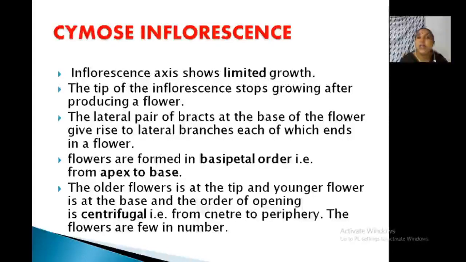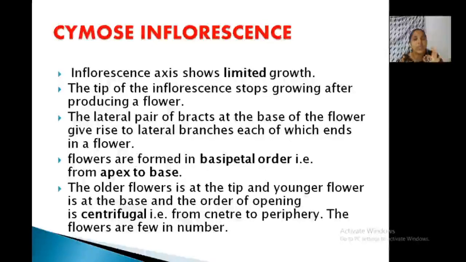In the racemose inflorescence, what is the pattern of arrangement of flowers? Flowers are arranged on a common axis with the older flowers at the base and younger flowers at the tip, and the arrangement is acropetal. Remember? Then what is the condition of opening? That is centripetal. Now just opposite to that, there the main axis continuously grows, that is unlimited growth. Clear? So now let us start with cymose inflorescence. Remember those things in your mind and study cymose inflorescence.